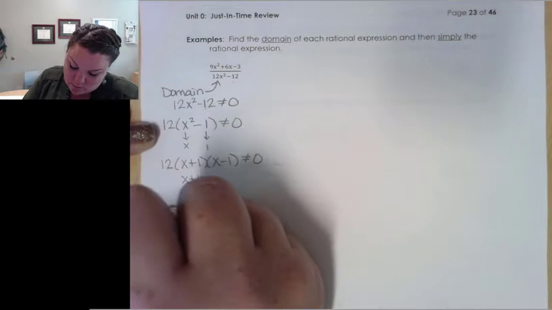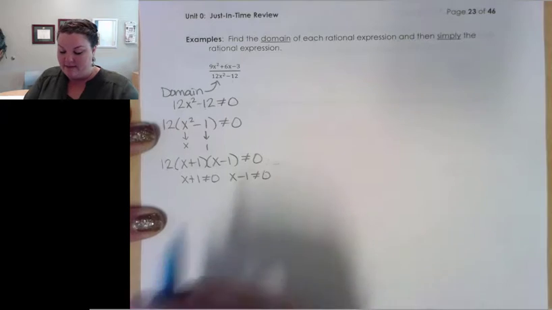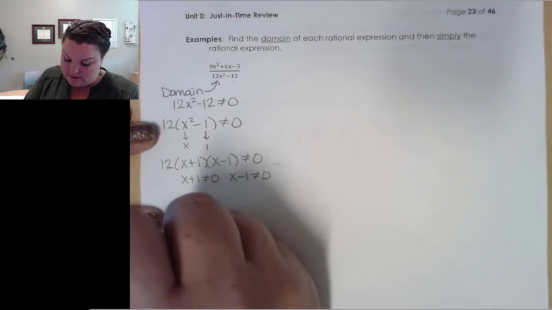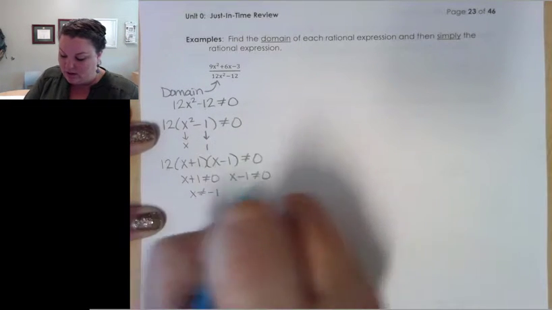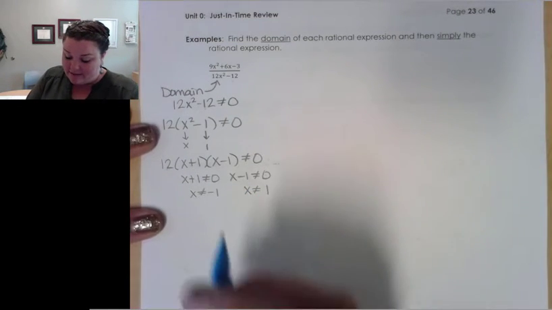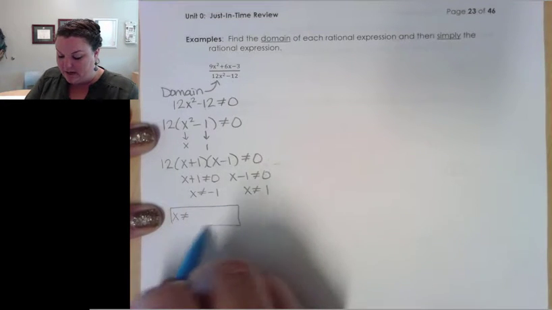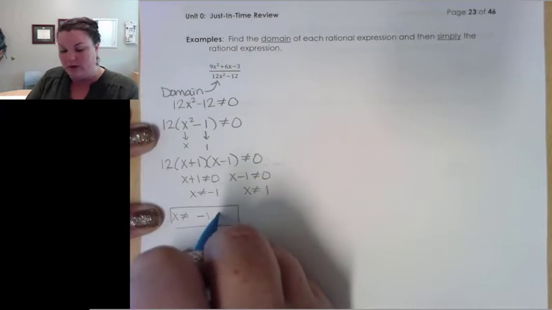So x plus 1 can't be 0. x minus 1 can't be 0. And then I just solve each piece. So this means x can't be -1 and x can't be +1. Okay. So again, if they just give you x can't equal and then a box to put your answer in, we would just type in -1 and 1.